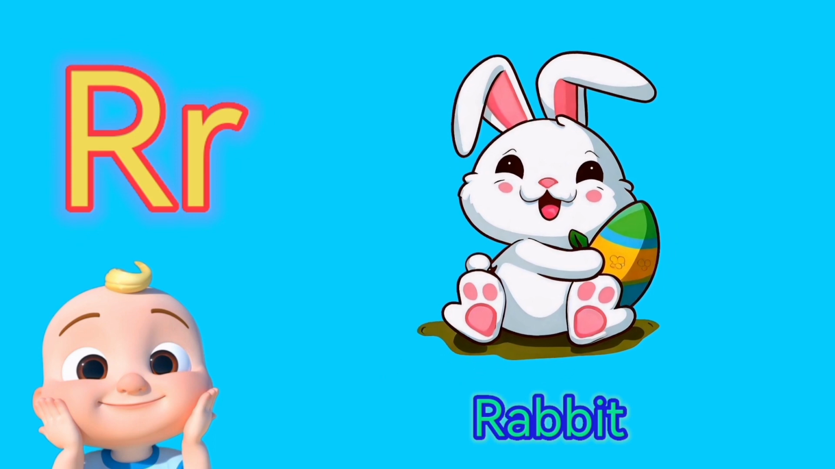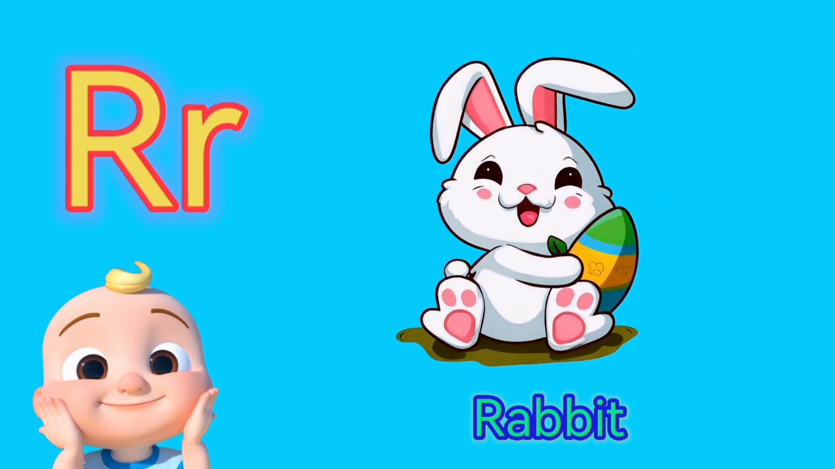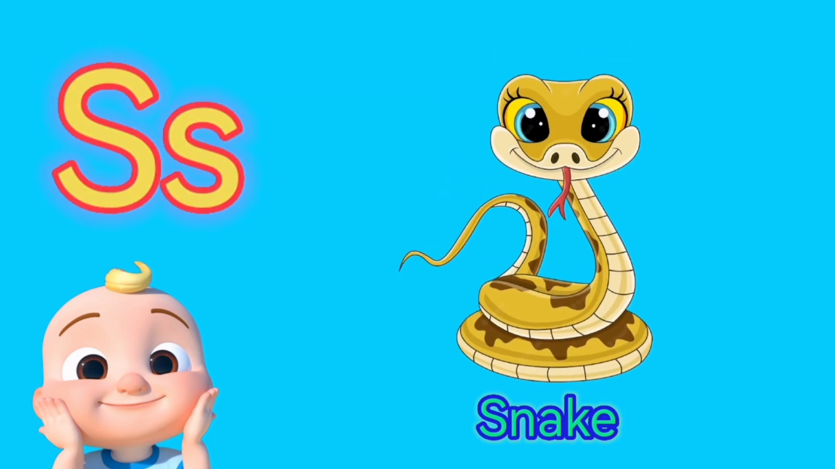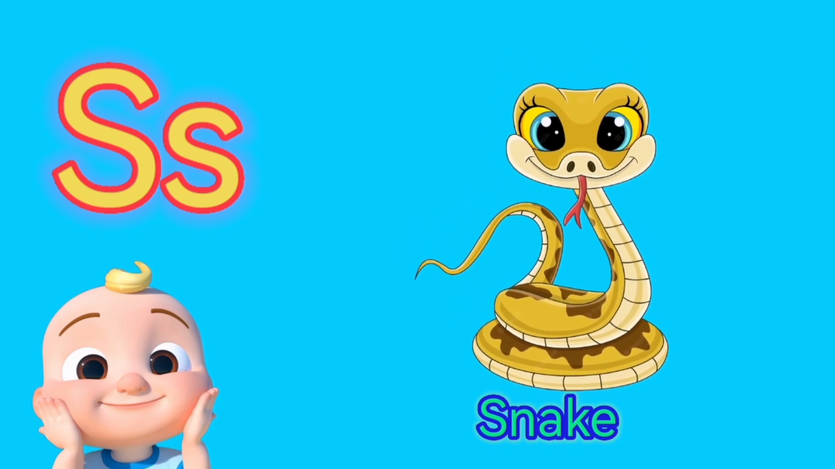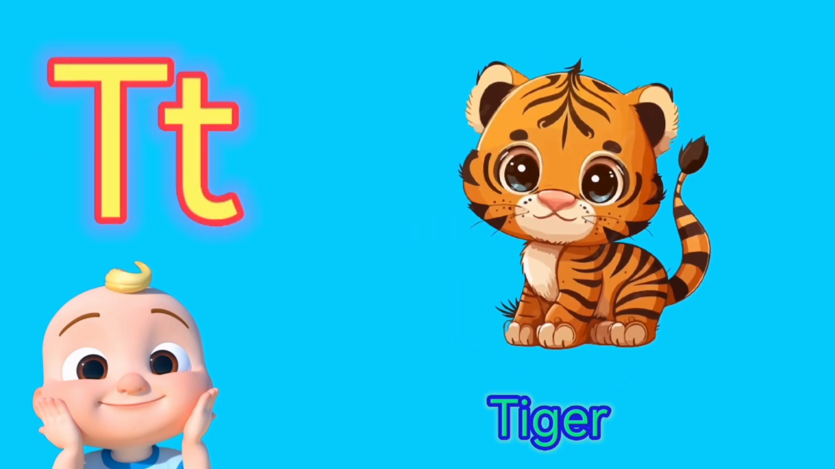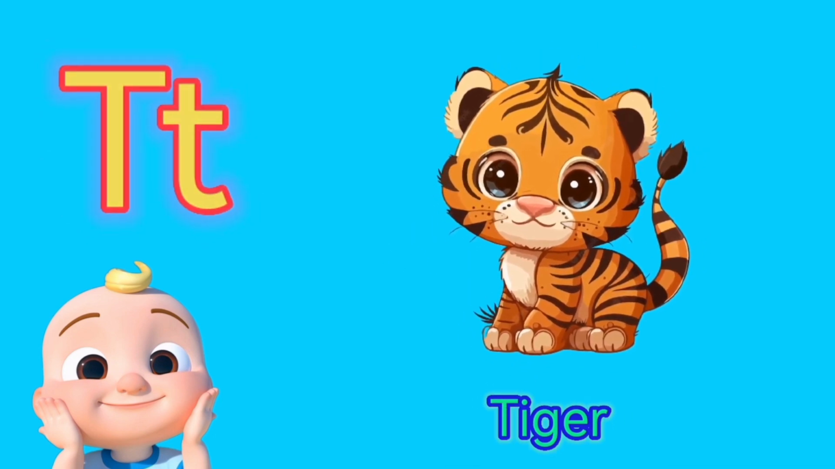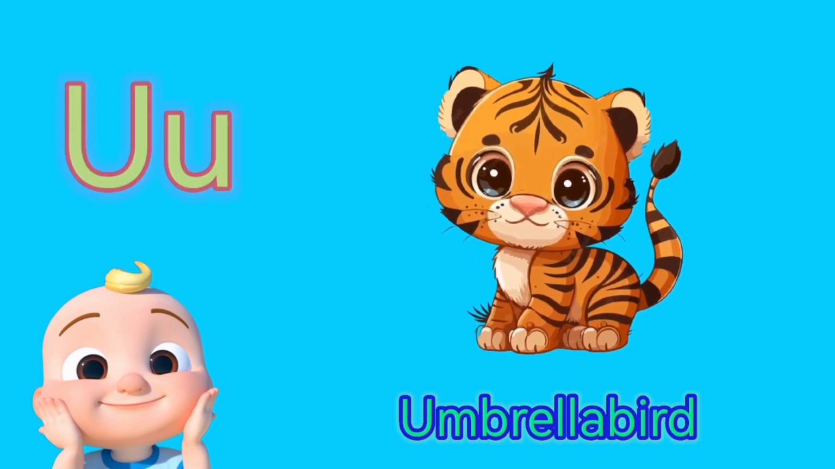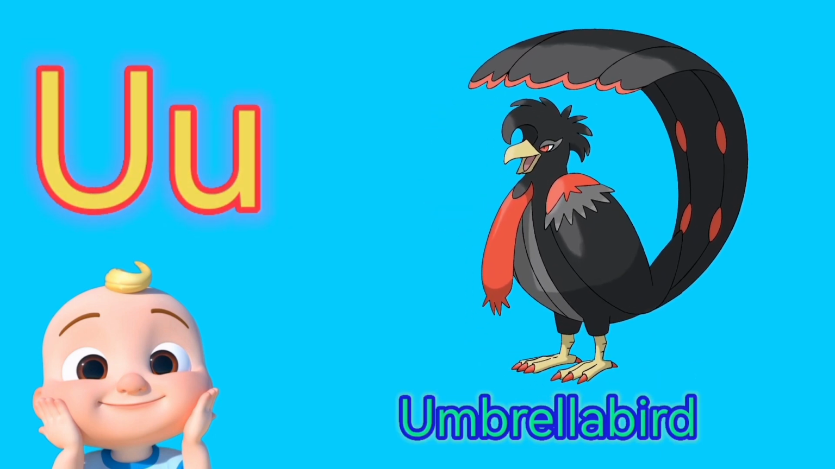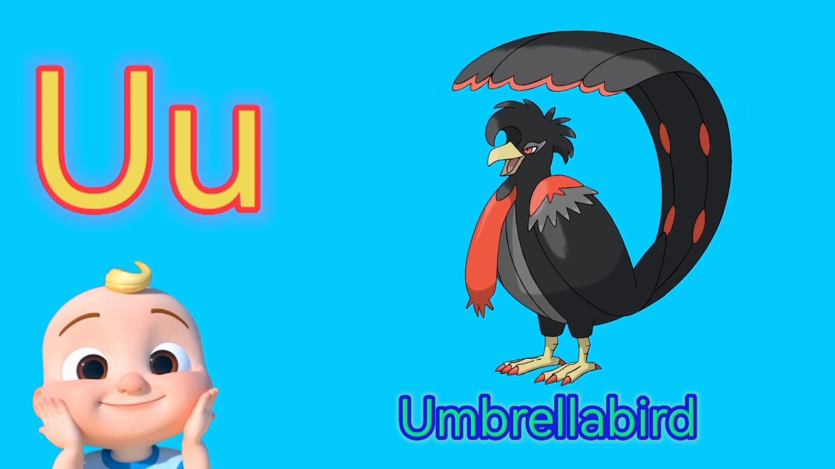R for rabbit. S for snake. T for tiger. U for umbrella bird.